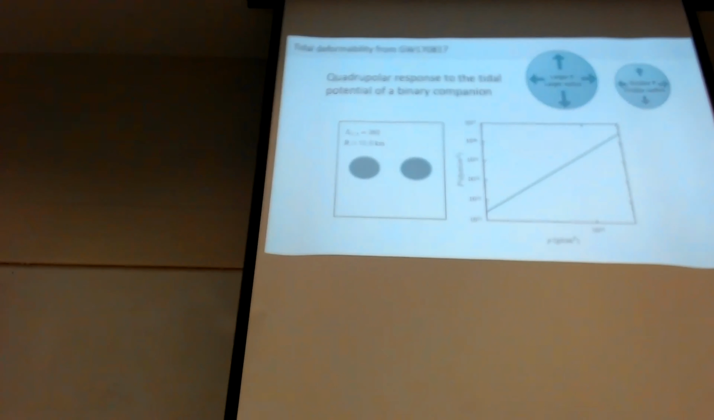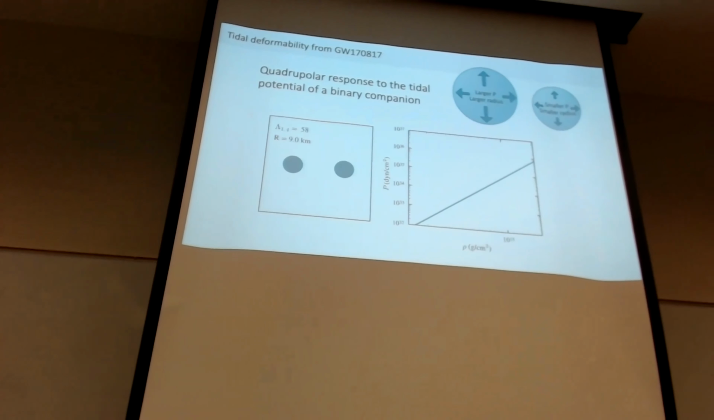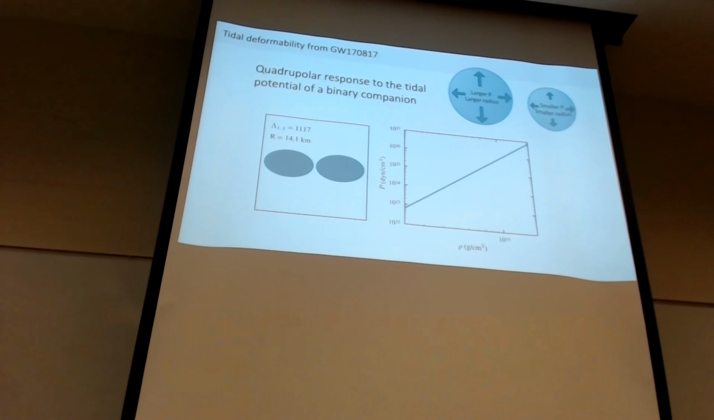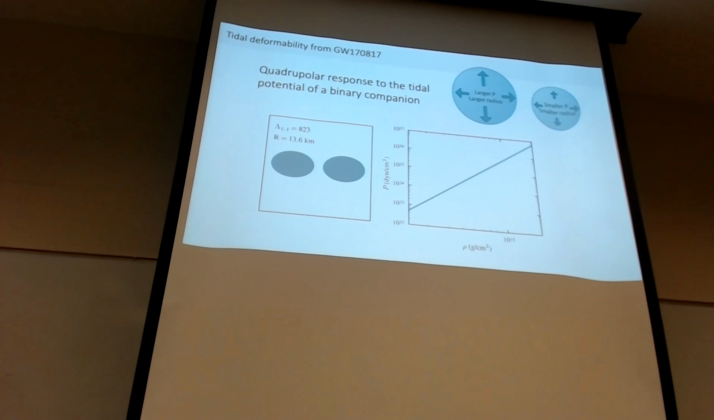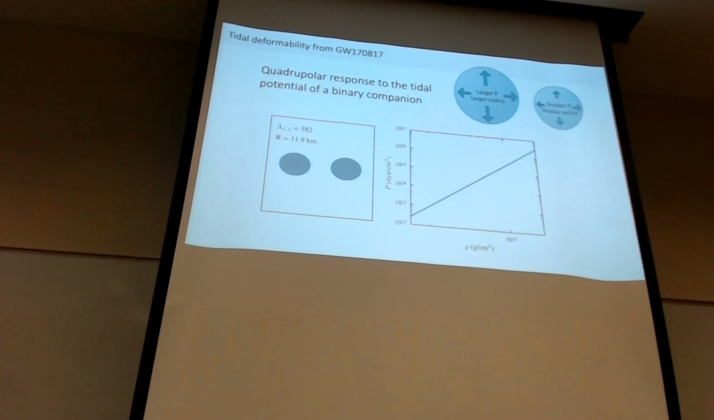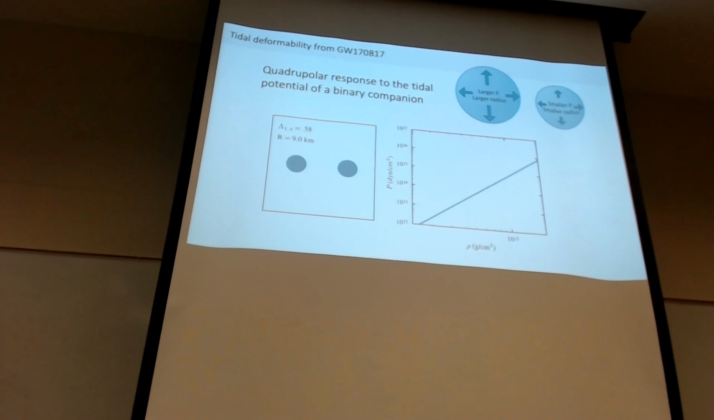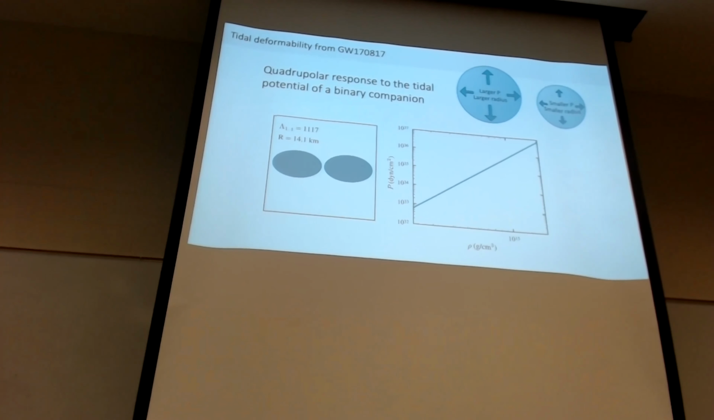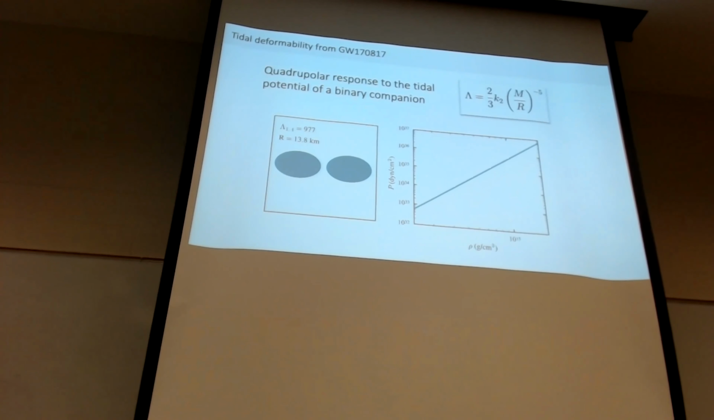Right, and so you can see this in the little GIF that's been playing here, that for two stars that are of the same mass and at the same separation, the larger, puffier neutron star is easier to tidally deform compared to the smaller compact star that remains relatively unchanged.